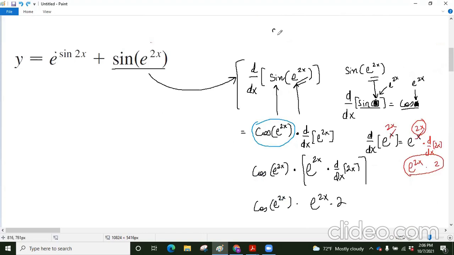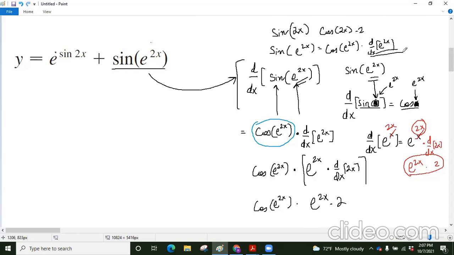Before, what we were doing is we were looking at stuff like this, sine of 2x, right? So what we did here was, we just said that this was cosine of 2x multiplied by the derivative of the inside, which is just 2. And then that was our answer. But what if what is inside this bracket needs a chain rule as well, right? E to the 2x needs a chain rule. So when we do the derivative of the outer, which is cosine of e to the 2x, and then we multiply by the derivative of the inside, well, the inside is in itself another chain rule, right?